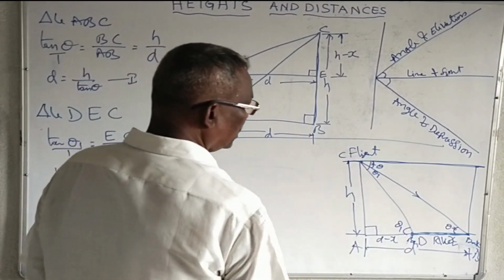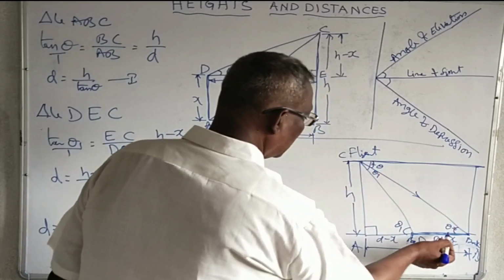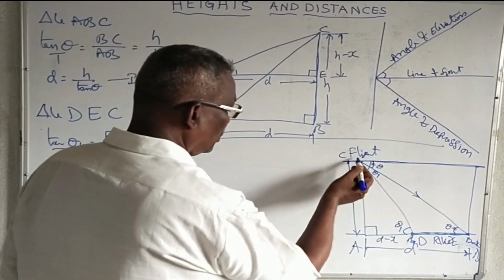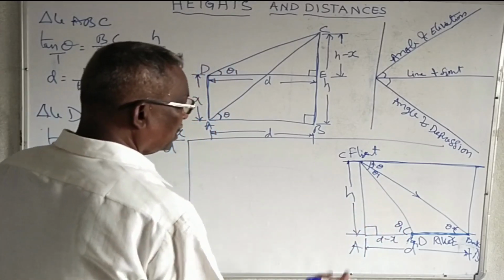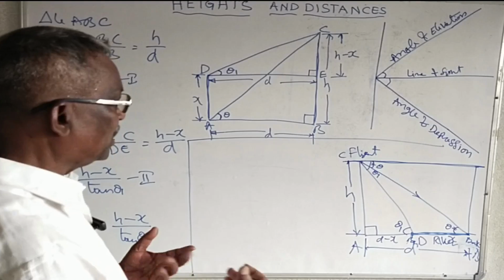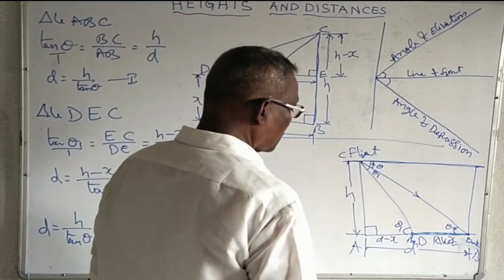Now you can take both the triangles. First triangle number 1 with theta degrees. Next triangle number 2 with theta 1 degrees. In both cases, h is the same. So you can equate equation number 1 and 2. So this is the second option.